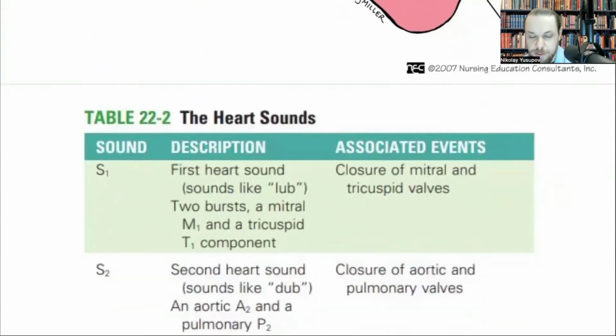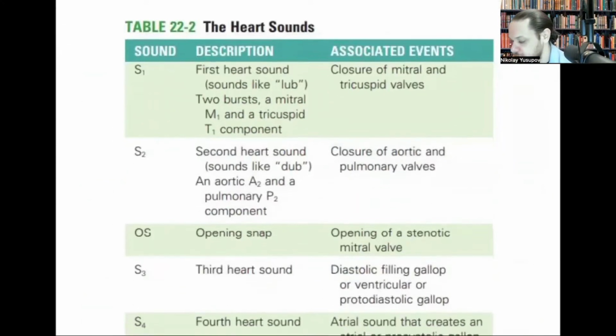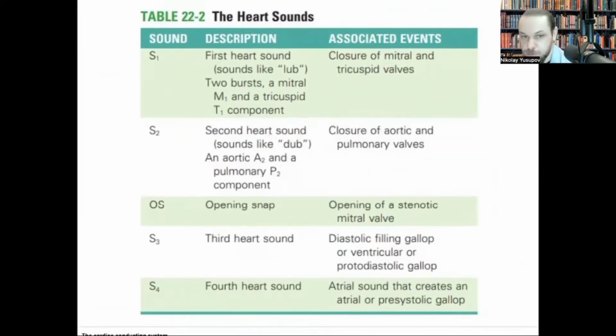The other thing we're going to go through is the normal and abnormal heart sounds. Normal heart sounds are S1 and S2. That's the lub-dub you hear if you put a stethoscope at the mid-clavicular line, fifth intercostal space. S1 is the closure of your mitral and tricuspid valves, also called the AV valves, atrioventricular valves. And S2 is the closure of your aortic and pulmonic valves, which we call the semilunar valves. So that's the normal lub-dub.